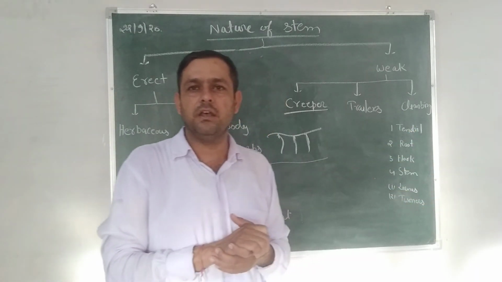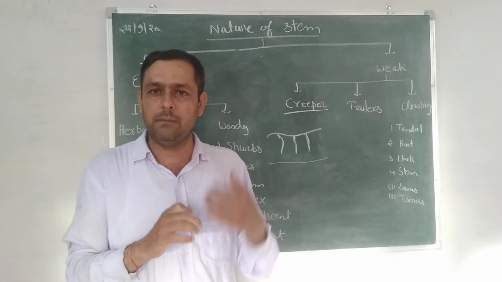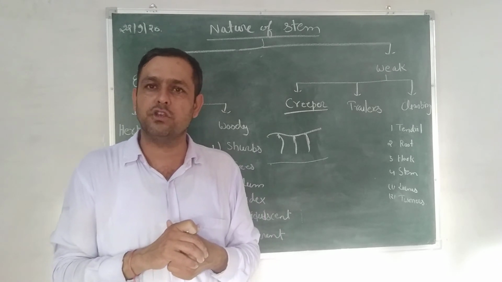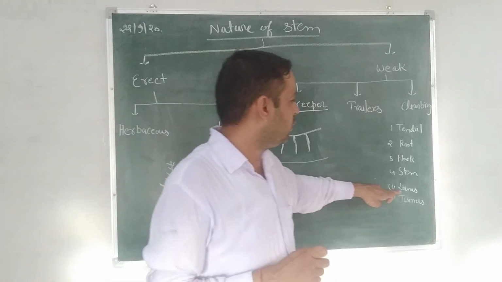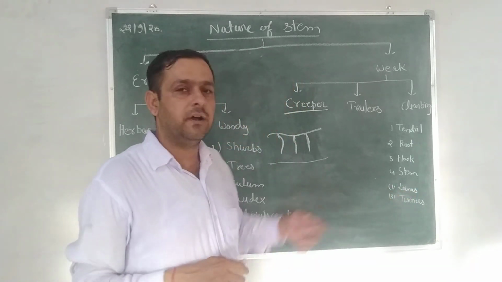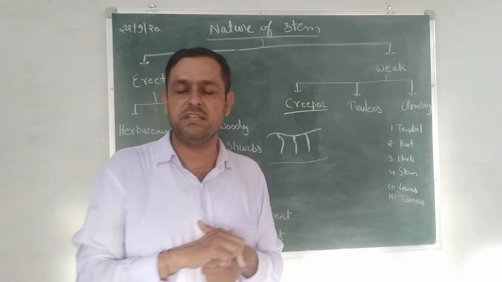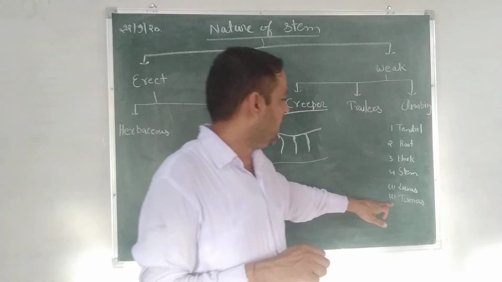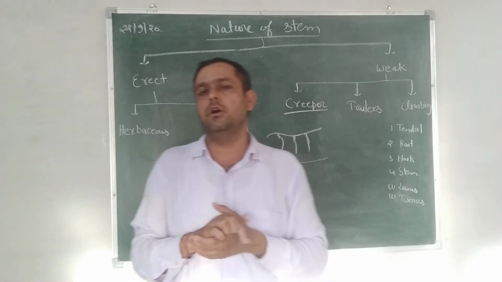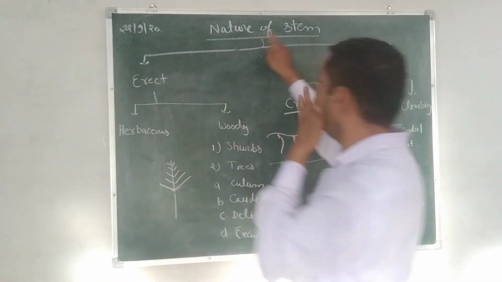And whenever the stem helps in climbing, but is also woody, then it is called liana. And whenever the stem is herbaceous and helps in climbing, then it is called herbaceous climber. So these are the natures of stem.